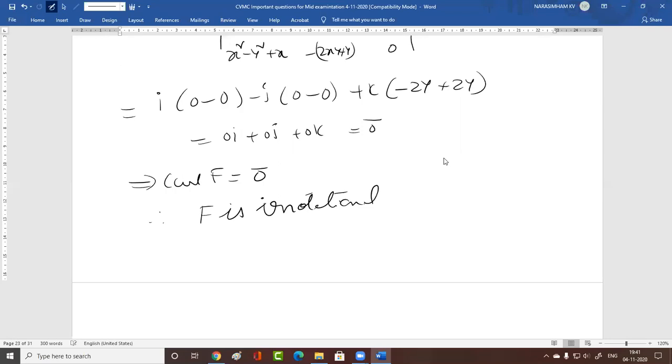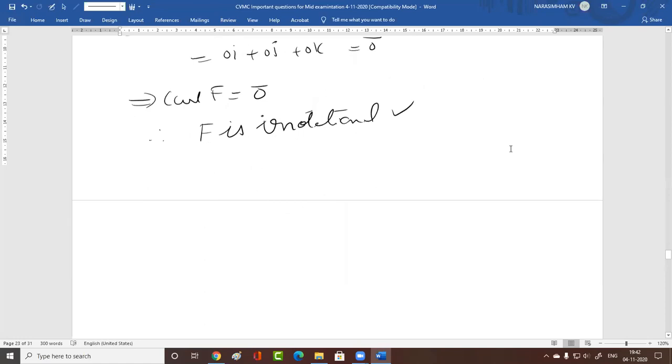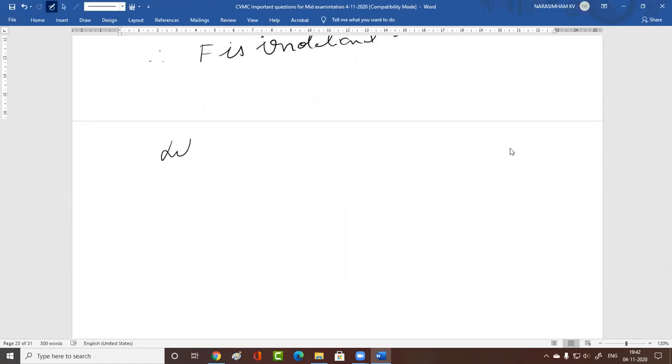Irrotational. This is a very, very important concept in fluid dynamics. Irrotational fluids. Okay. Now coming to scalar potential. Let f equals del phi. Del phi is nothing but i dou phi by dou x plus j dou phi by dou y plus k dou phi by dou z.